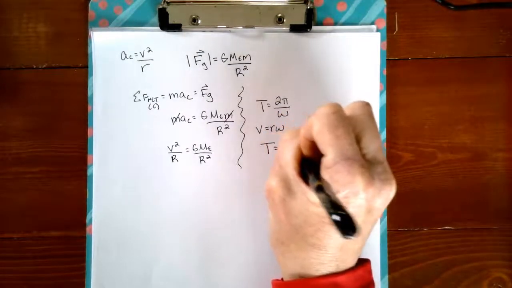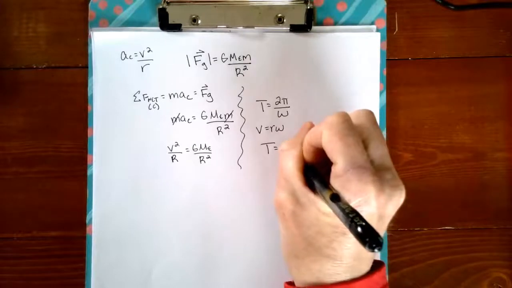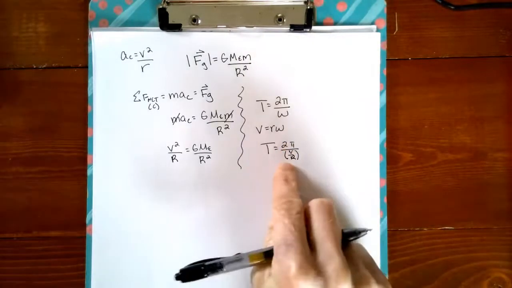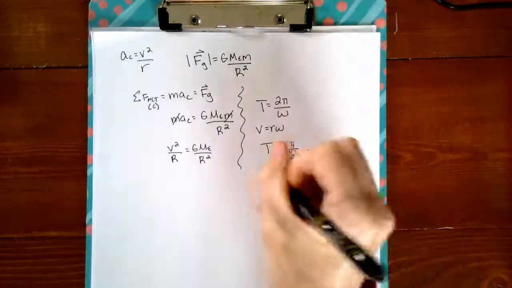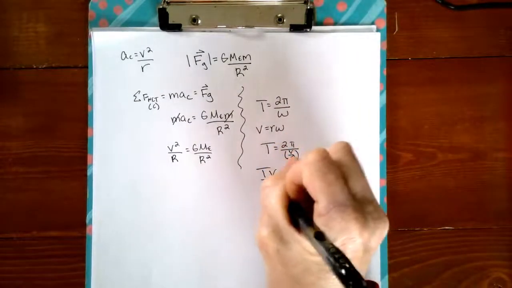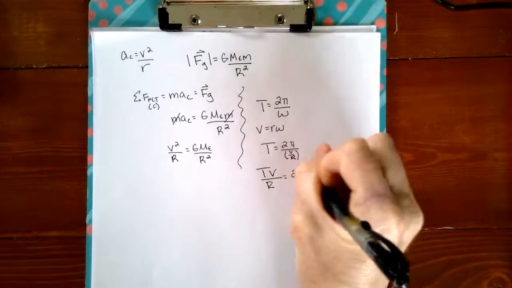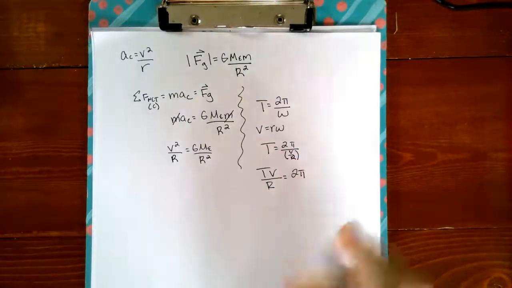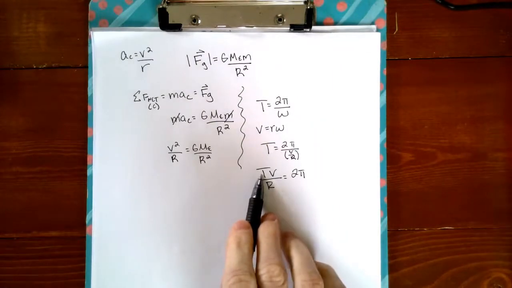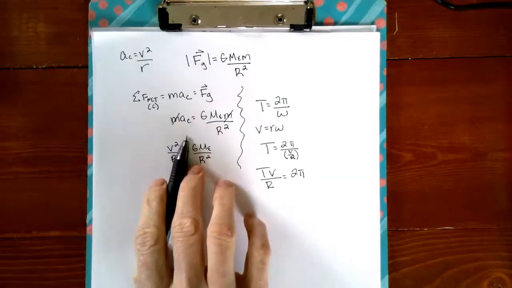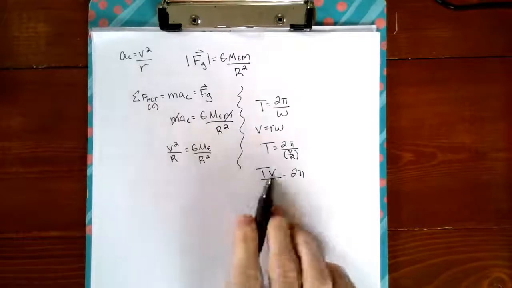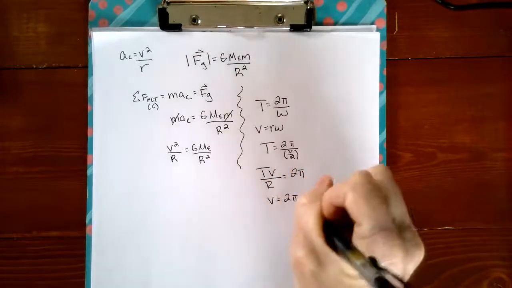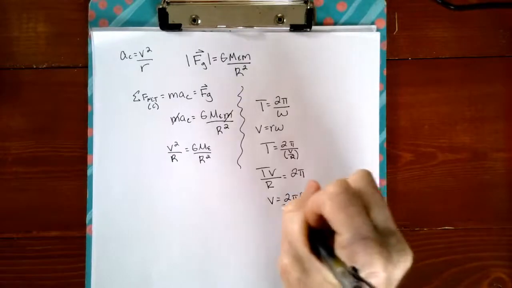I'm going to start to use the capital R, and we get this, just cleaning it up a little bit. And I need to be able to get the period into this. And since both have velocity, we're going to solve for the velocity. And when we do that, we get this, which is a way to relate tangential velocity to period.